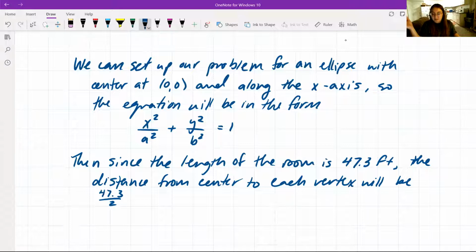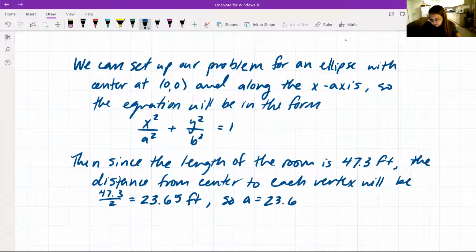That means that our distance from our center to each vertex, so that C value, is just going to be 47.3 divided by 2. Or sorry, A, not C. Foci is C, vertex is A. So this will be our A value. This is going to end up being 23.65 feet. So A is equal to 23.65.